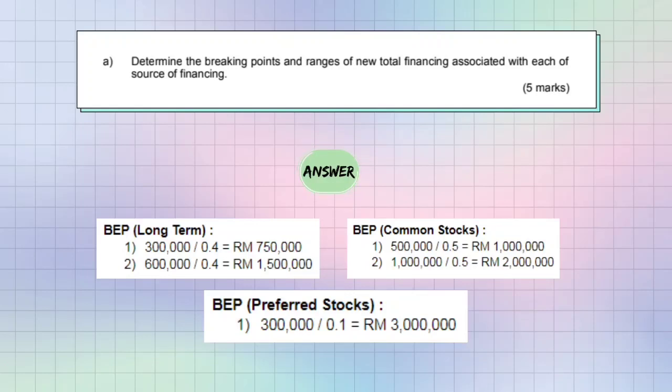How to find breaking points? BEP: the amount needs to be divided by the percentage of weight. So for the BEP long term, the weight is 0.4. The answer is RM 750,000 and 1.5 million ringgit. Next, BEP common stock. The weight is 0.5. The answer RM 1 million and RM 2 million. And the last one is BEP preferred stock. The weight is 0.1. So the answer is RM 3 million.